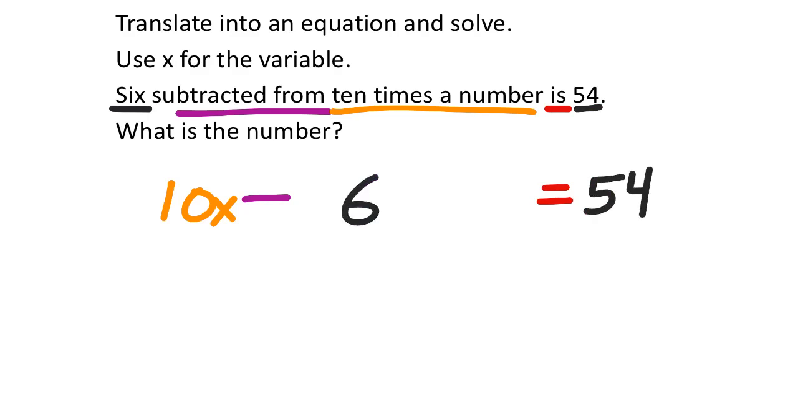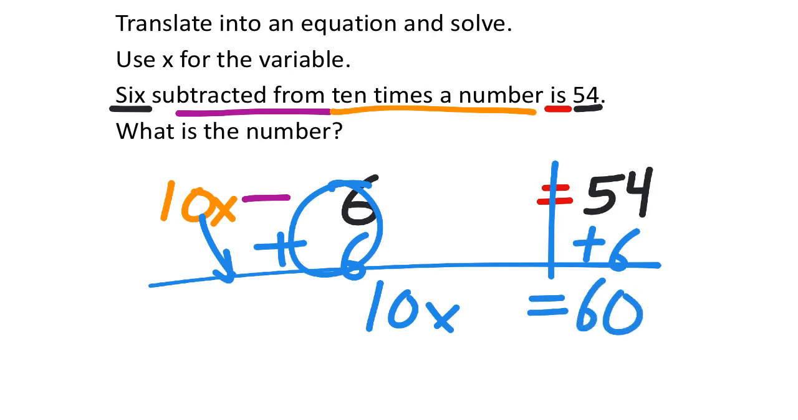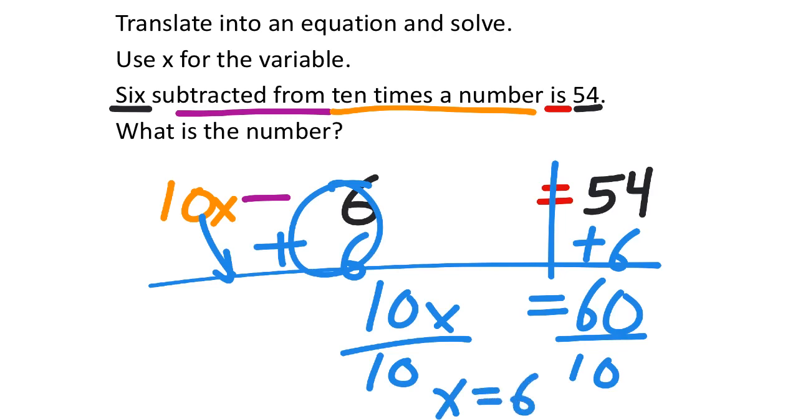That's nice. All right, so this is a two-step equation. And solving this one out, I'm going to zero out that negative 6 by adding 6 to both sides. That's going to work out very nice. That zeroes out. We'll drop the 10x. 54 plus 6 is 60. And then divide by 10 tells us that x equals 6. So what is the number? 6.